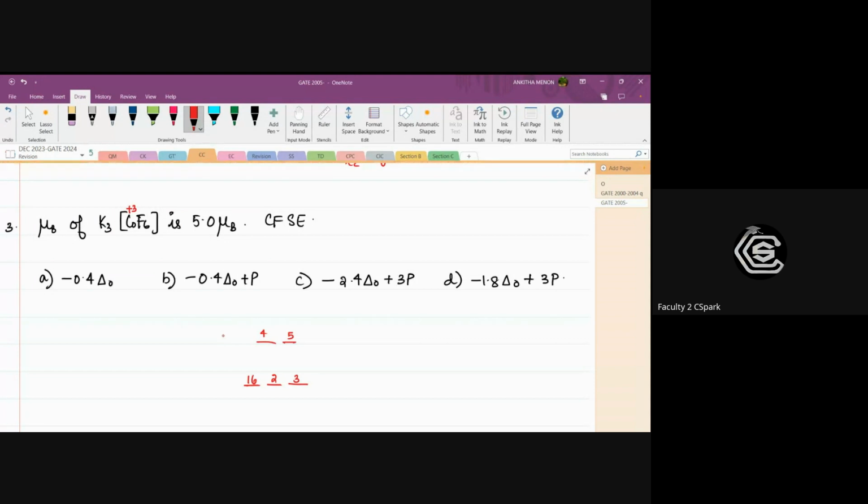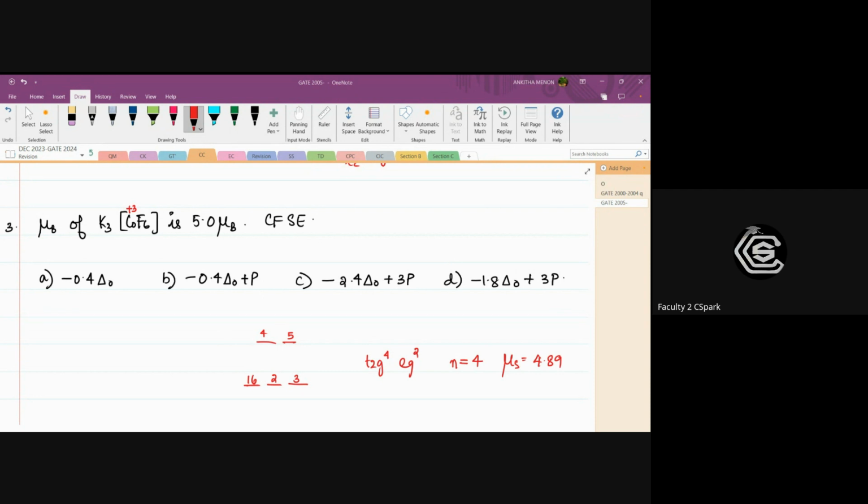This is what you will be having. The configuration is t2g4 eg2, where the number of unpaired electrons is equal to 4. From the spin only magnetic moment, you will get almost 4.8 or 4.9, approximately 5, and we learned that also yesterday.